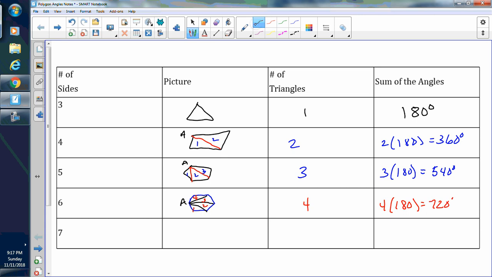And we can continue on to a 7-sided figure. 1, 2, 3, 4, 5, 6, 7. That's not going to work.